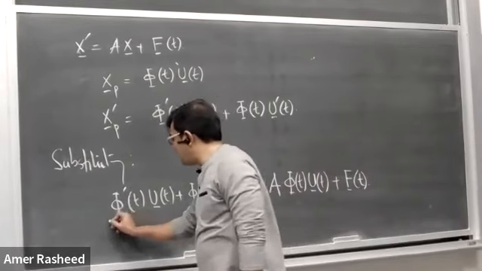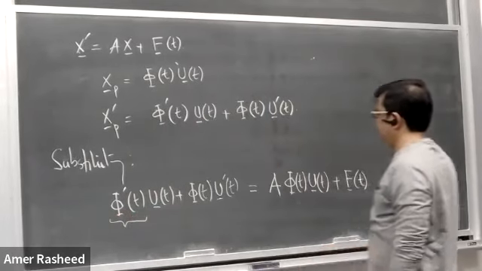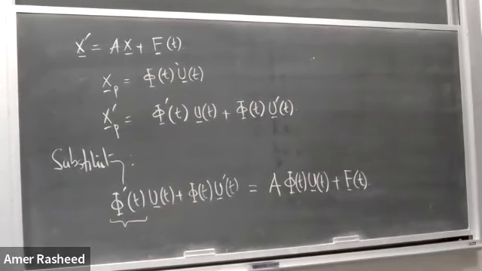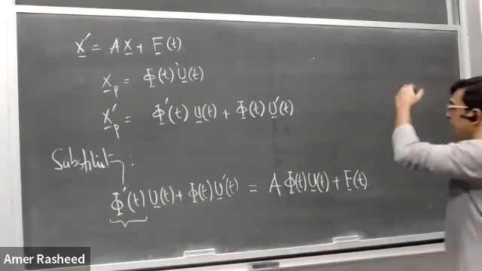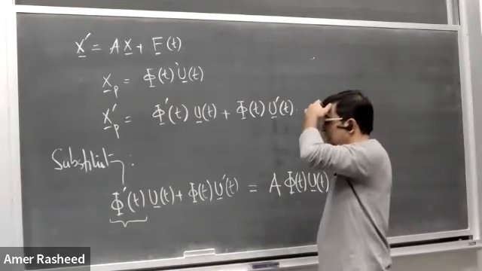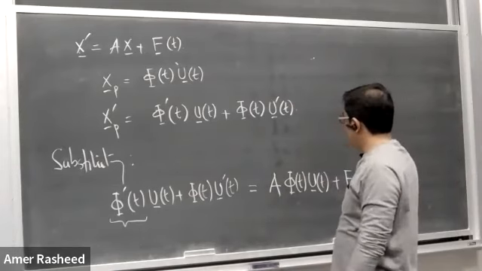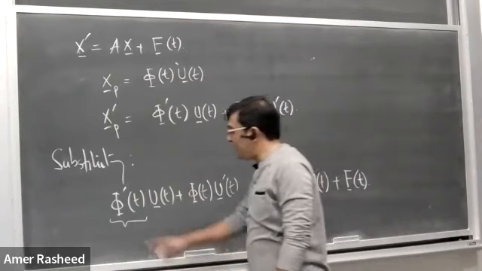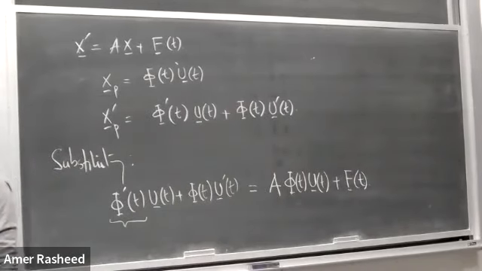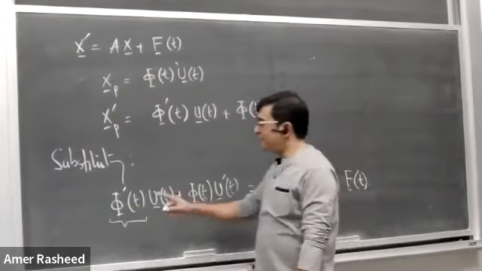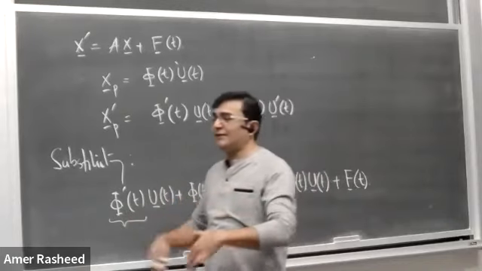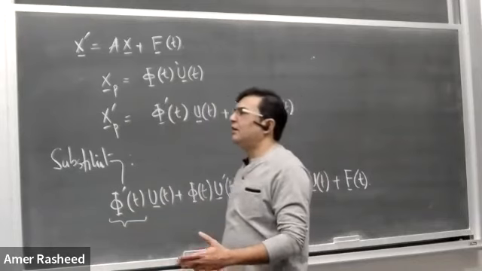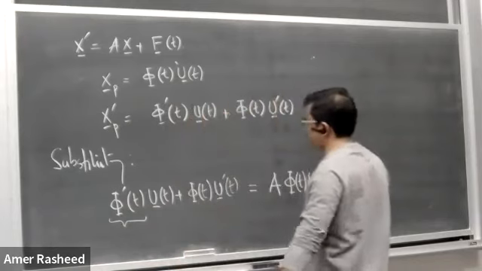Now here, phi dash of t is problematic. We need to evaluate it, or we need to simplify it. We need only to find the value of u. And so if phi is the fundamental set of solutions, then what? Phi is a fundamental matrix, and it contains fundamental set of solutions, which are basically the solutions of the associated homogeneous linear system.